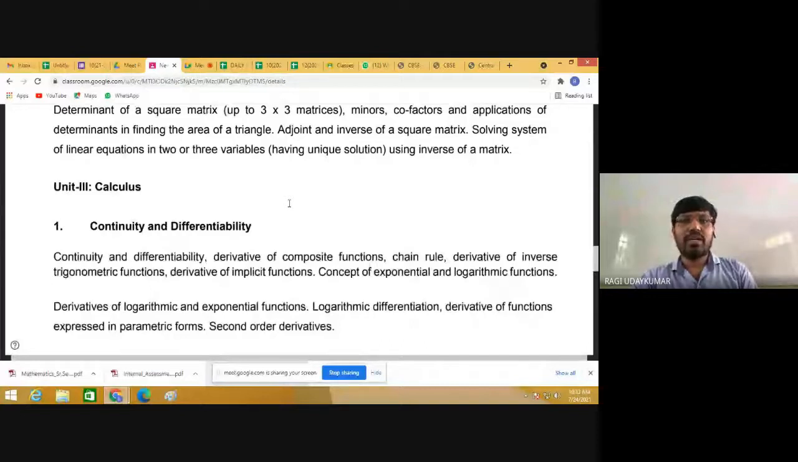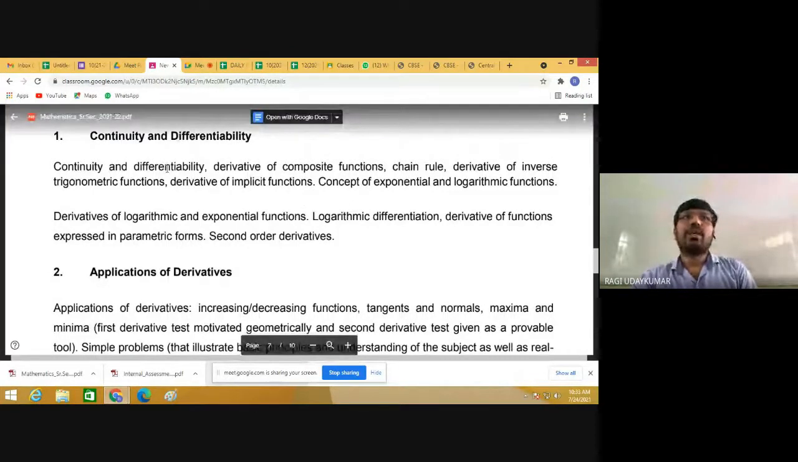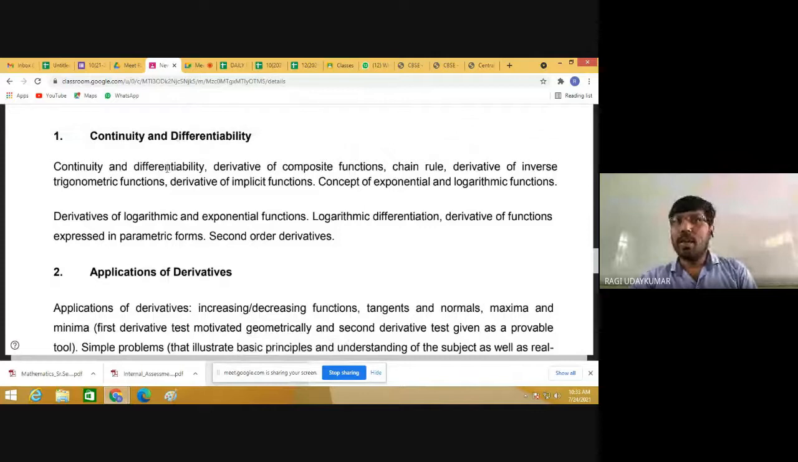Coming to the calculus part, continuity and differentiability, the chapter we are now continuing. In this chapter: derivative of composite functions, which we have already discussed, including the chain rule; derivative of inverse trigonometric functions; derivative of implicit functions; concept of exponential and logarithmic functions; derivatives of logarithmic and exponential functions; logarithmic differentiation; derivative of functions expressed in parametric form; and second order derivative. All these concepts are in continuity and differentiability.